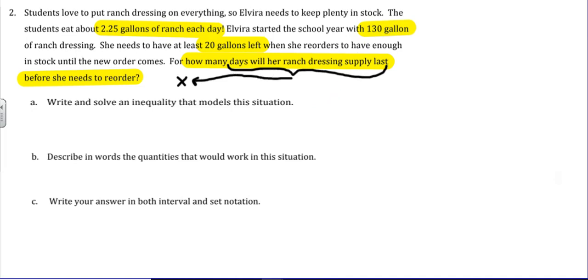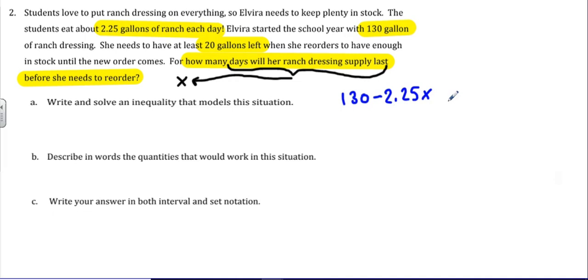So to start my inequality, I'm going to start with the amount of ranch dressing that Elvira has currently. She has 130 gallons. So from there, the ranch is going to be continually used. So we're going to subtract from 130. So she starts with 130, and then we're going to decrease 130 to keep up with how many gallons of ranch dressing that she still has. So she uses this at a rate of 2.25 gallons every day. So she has 130 gallons, and then she's losing 2.25 gallons per day. So this 2.25x represents how much is being used, and we're subtracting that from the 130 that she has.